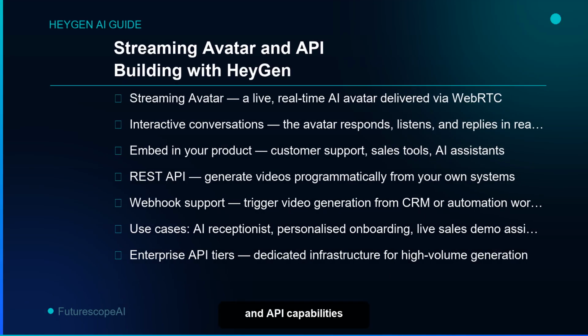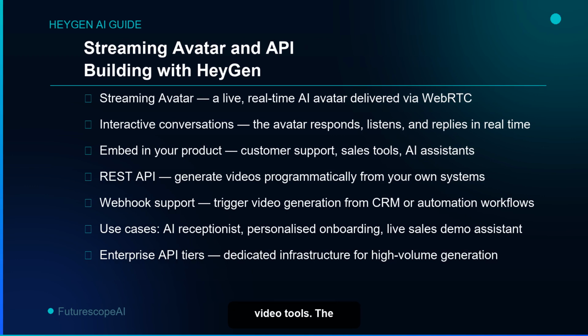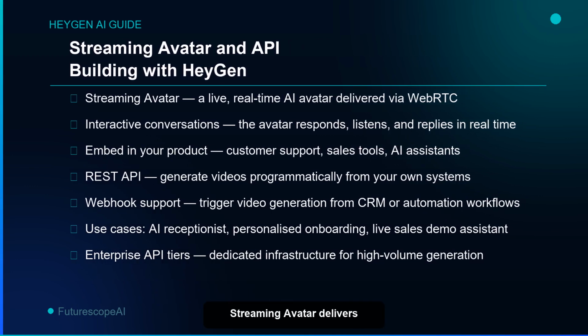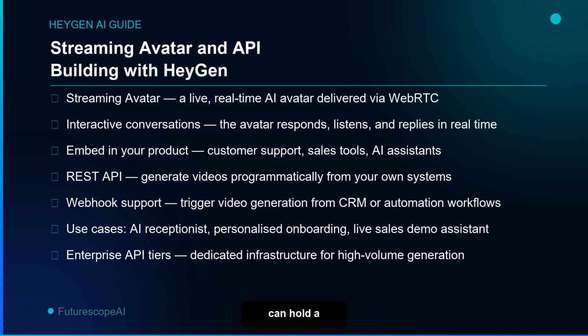HeyGen's streaming avatar and API capabilities are what separate it from simpler video tools. The streaming avatar delivers a live, real-time AI avatar via WebRTC. It can hold a conversation, respond to questions, and interact naturally. Companies are embedding this into customer support portals, sales tools, and AI assistant interfaces.